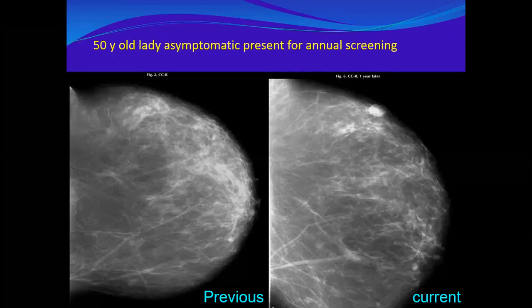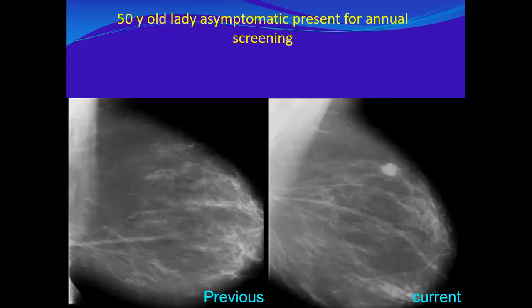This is an area of developing asymmetry at the left breast, upper part. What is this view? It's a CC view, lateral part of the breast. This is screening, so that is the previous and current, and you said developing asymmetry. What do you want? You have to see the other, mediolateral oblique, and confirm it is a focal asymmetry. Yes, developing focal asymmetry. In spite of the fact that it looks like a mass.